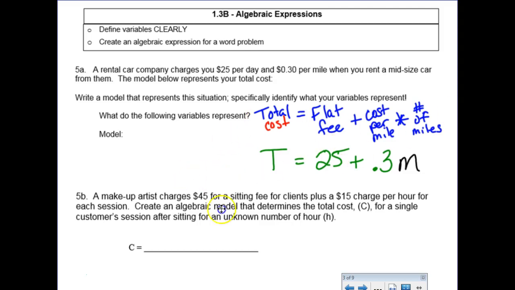So a very similar question here. A makeup artist charges $45 for a sitting fee and $15 per hour for each session. Create an algebraic model where C is the total cost for a single session and H is the number of hours. So very similar question, guys. $45 for the sitting, one charge, and then $15 times how many hours you are in the chair.